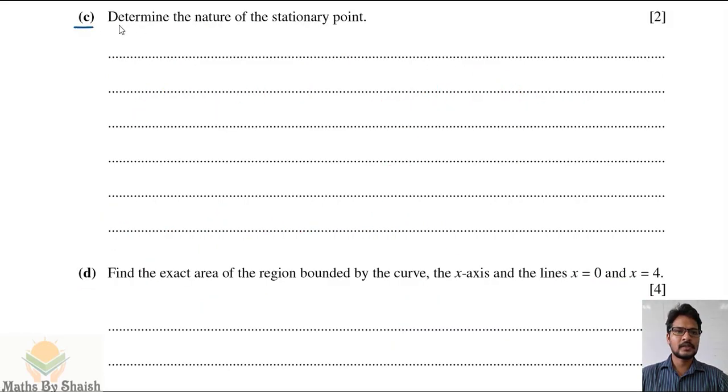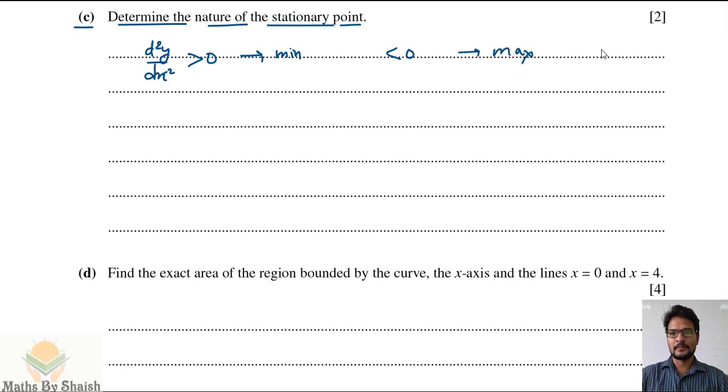Now the C part is to determine the nature of the stationary point. For the nature of the stationary point, we have to decide the nature of d2y over dx2, the second derivative. If it is greater than 0, then the point is going to be a minimum, and if it is less than 0, the point is going to be a maximum. The point, I mean to say, is 5 by 3 and 13 over 3.